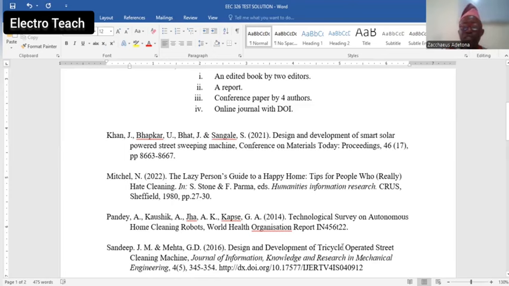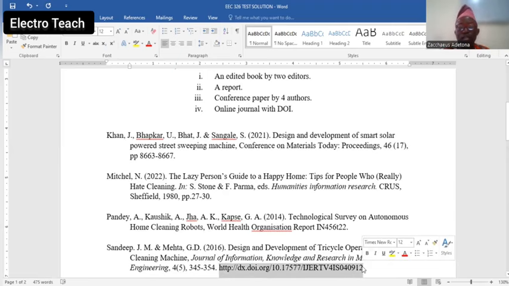Design and development of tricycle operated street cleaning machine. Journal of Information, Knowledge, and Research in Mechanical Engineering. Volume 4, Issue 5, pages 354. And the DOI is written like a URL, that is APA 7th edition. It will be written like a URL like this.